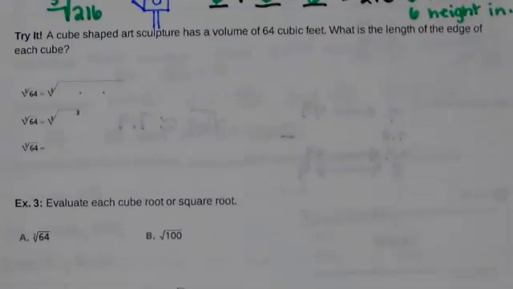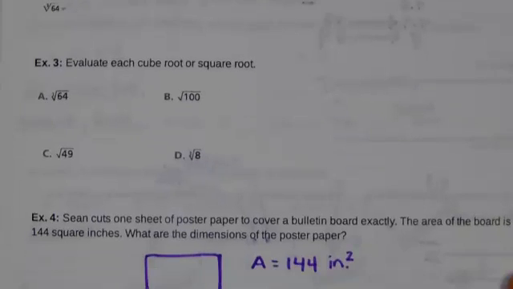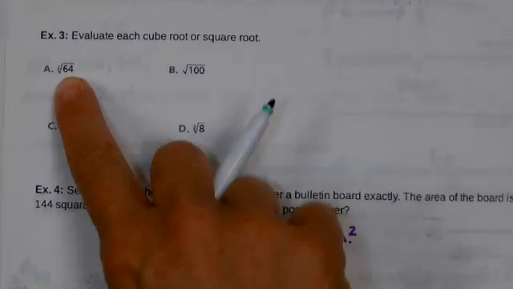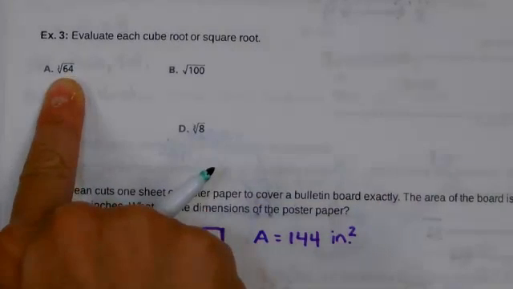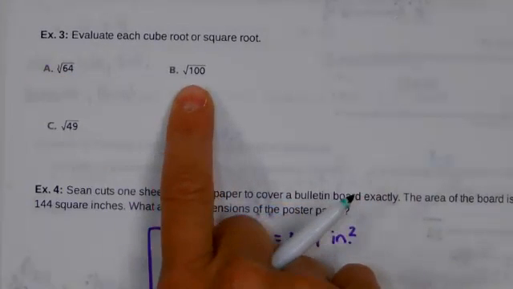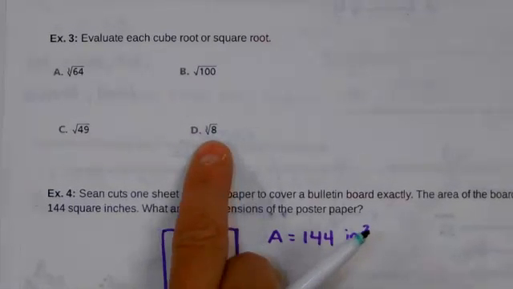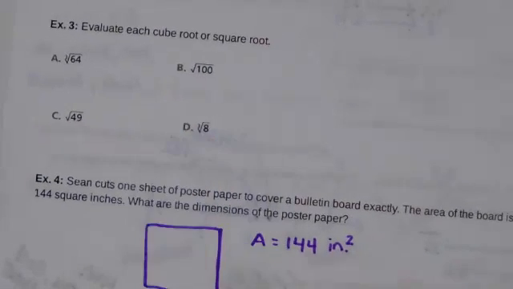All right, let's try example 3. This one is without any of the story problem. Okay, so it's hard to see, but there is a little 3 on this 64. There is not a number on the 100. There is not a number in front of the 49. And there's a little 3 in front of this 8. Okay, so there's a difference.